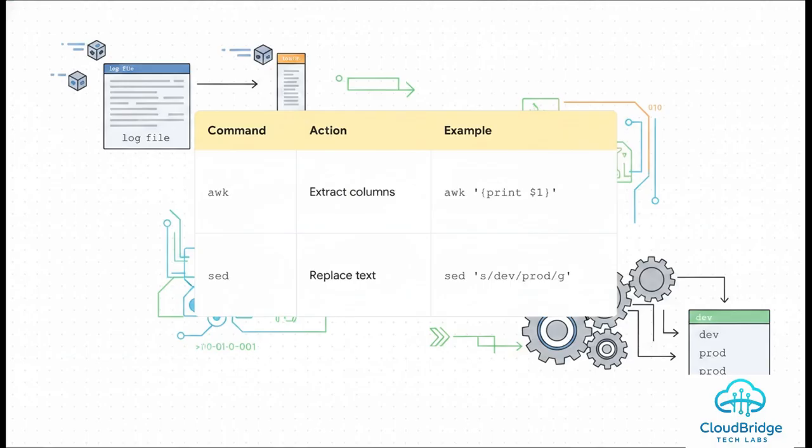Running sed and telling it to swap dev for prod instantly searches through a text file and replaces that word globally. Just imagine needing to update a configuration file with thousands of lines. Sed does the whole shebang instantly.